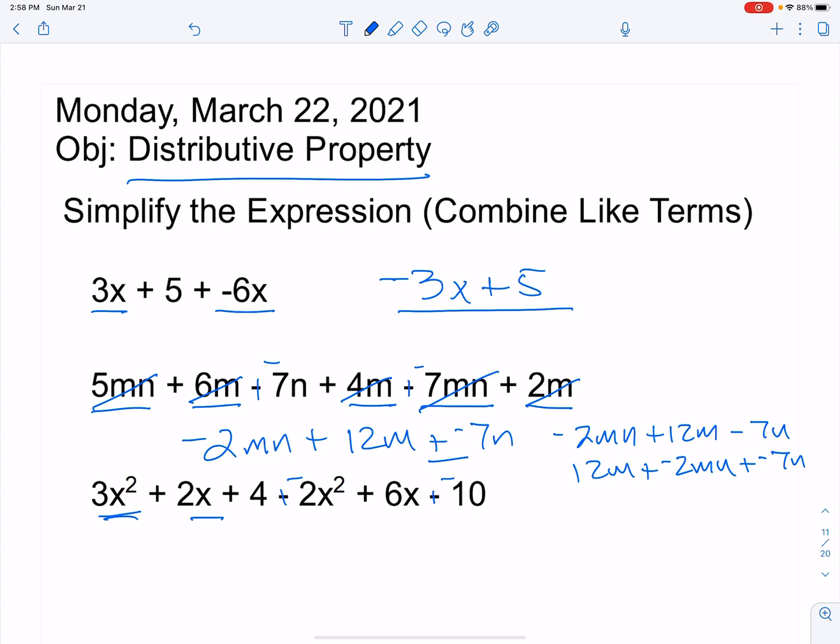So I have a 3x squared and a negative 2x squared. So if I put that together, I end up with x squared, because the 3 and the negative 2 will subtract. So plus, so my x squareds are gone. And now I do my x's. So I've got a 2x here and a 6x here, which is going to give me 8x. Plus, so now my x's are gone, and now I have a 4 and a negative 10, which would give me a negative 6. So if we combine those like terms and simplify that expression, we've got x squared plus 8x plus negative 6, and that would be the expression that we would use. Okay, that's how we combine like terms.